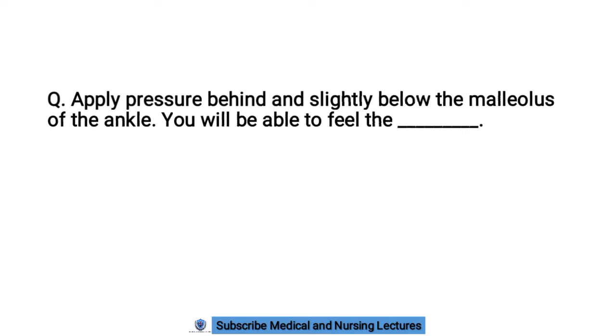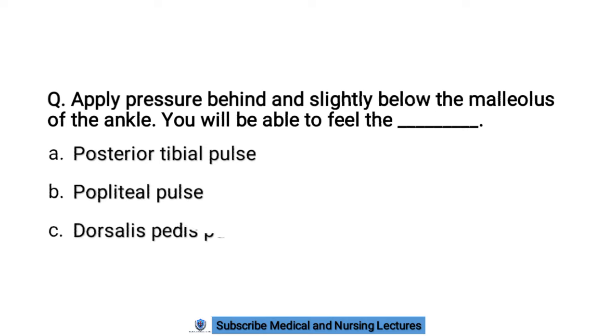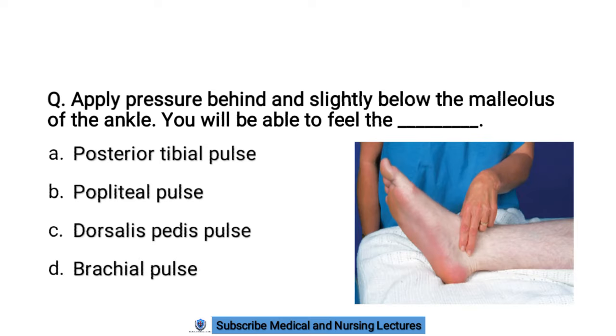Another question is: apply pressure behind, slightly below the malleolus of the ankle. You will be able to feel option A, the posterior tibial pulse; option B, popliteal pulse; option C, dorsalis pedis pulse; option D, brachial pulse. So in this area, you can locate the posterior tibial pulse. The correct option is option A.